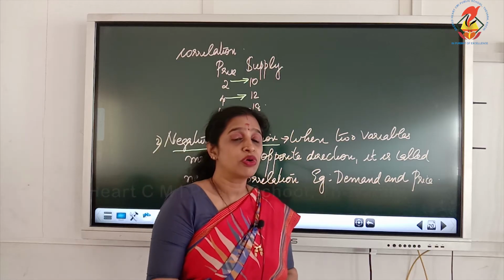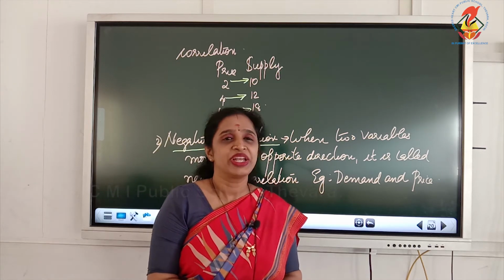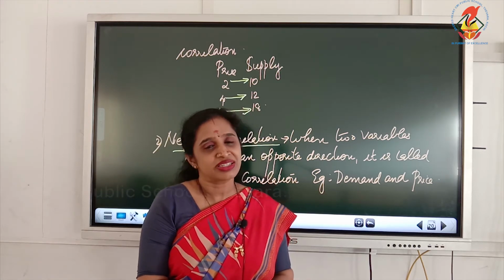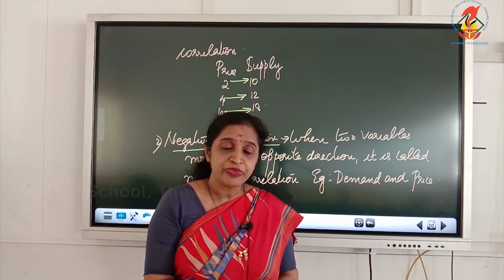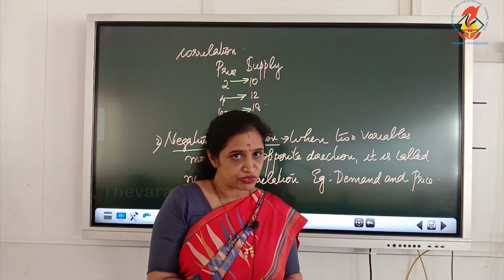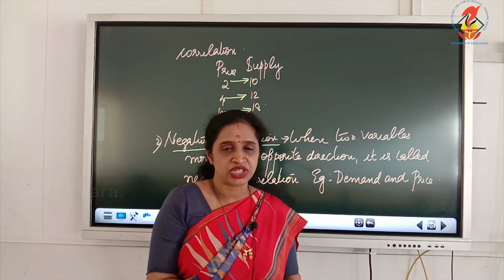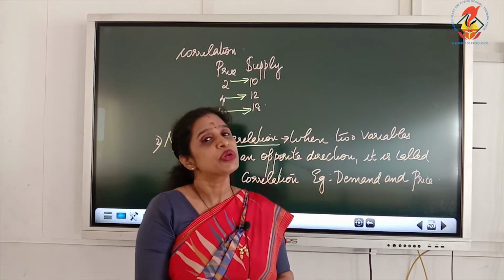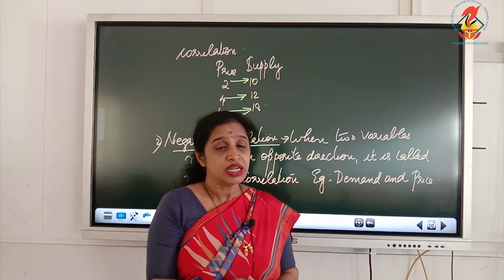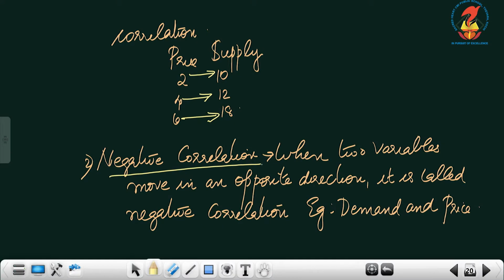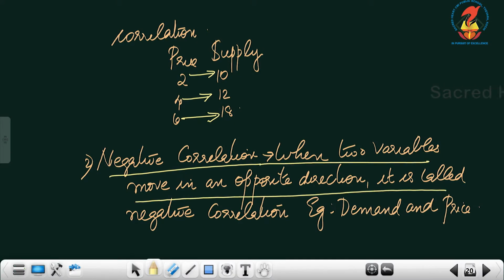Now, if positive correlation is supply and price, negative correlation is demand and price, isn't it? So how will you define that? When two variables move in an opposite direction, we call it negative correlation. Example, demand and price.